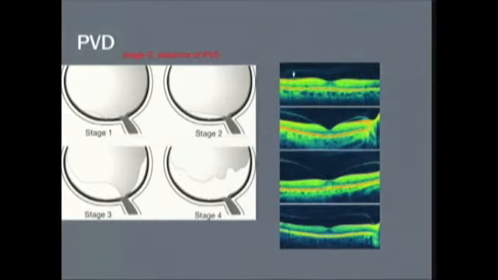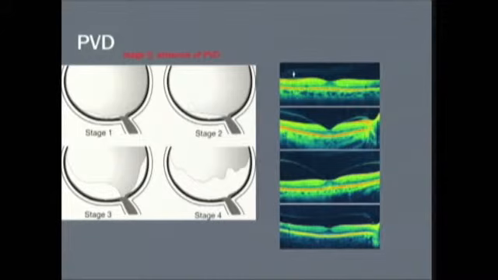So what are the stages of PVD? We said stage 0 is absence of PVD, and we have stage 1 when we have perifoveal PVD with vitreofoveal adhesion, so there is still adhesion to the fovea. So this is stage 1. Then when there's detachment of the vitreous from the fovea, we call it macular PVD, which is stage 2. As you can see here in this OCT, this is stage 1. Usually the PVD starts in the perifoveal area.